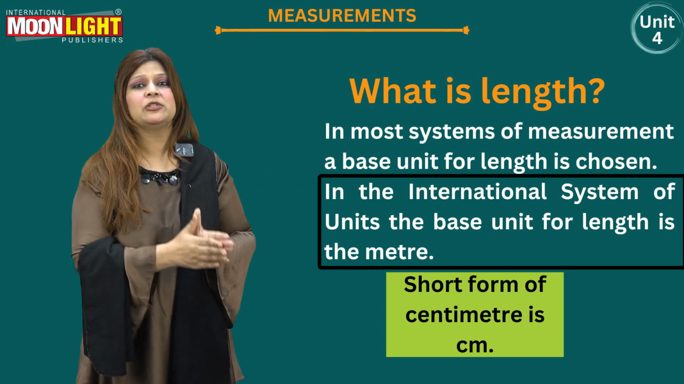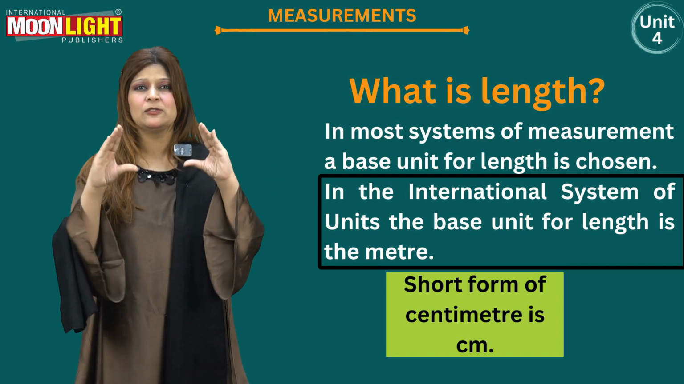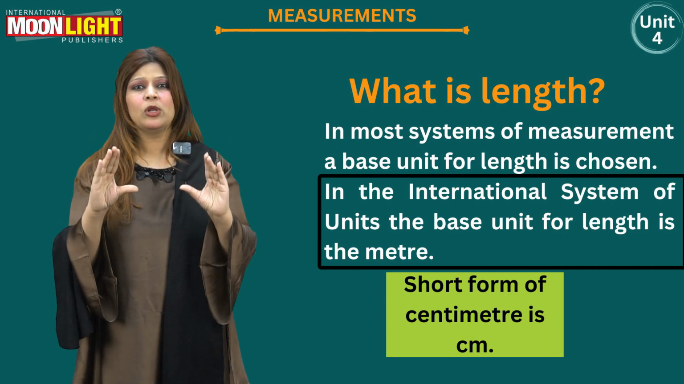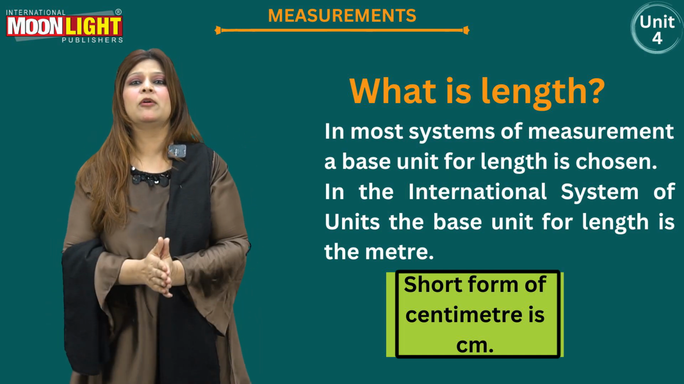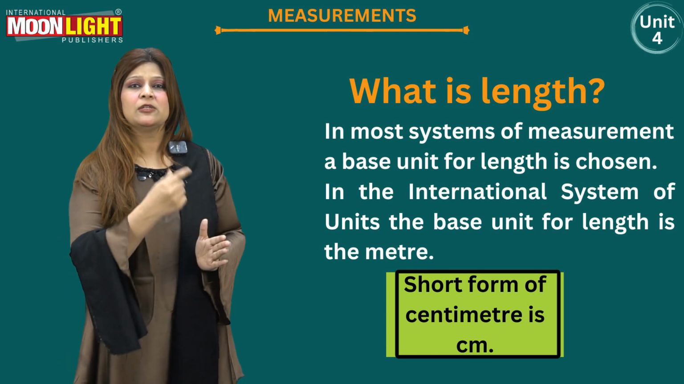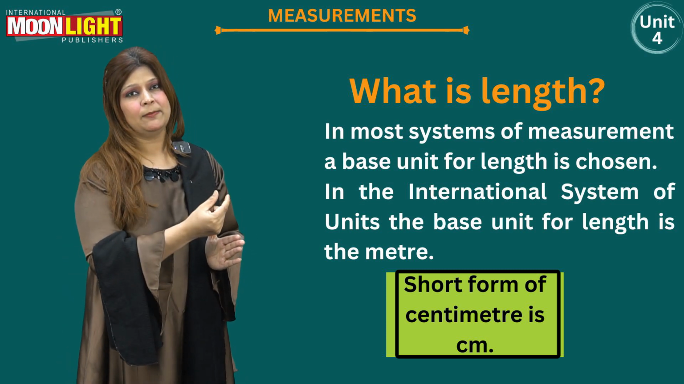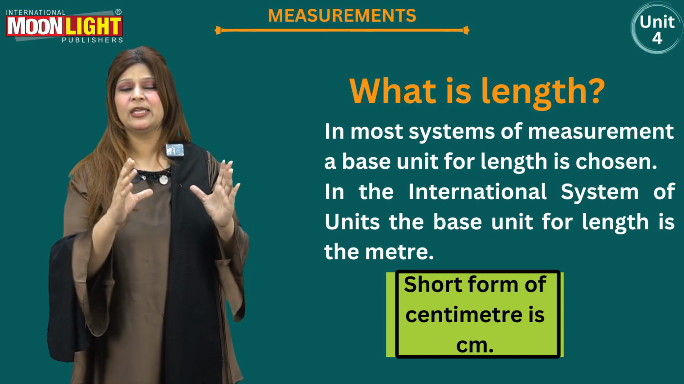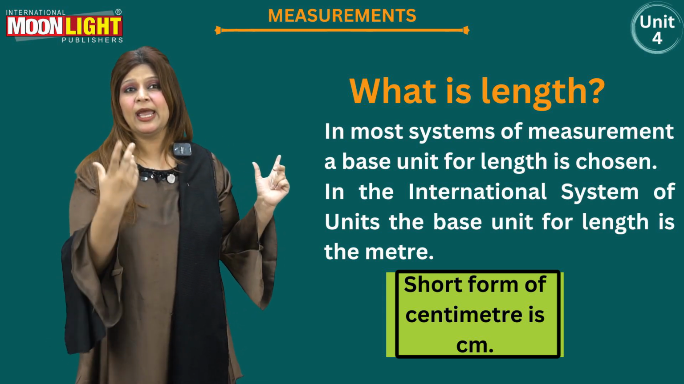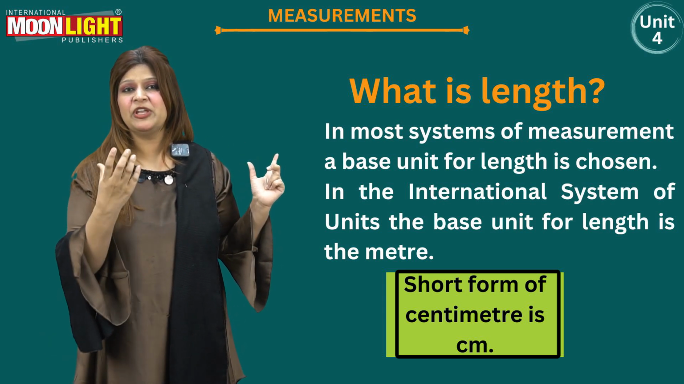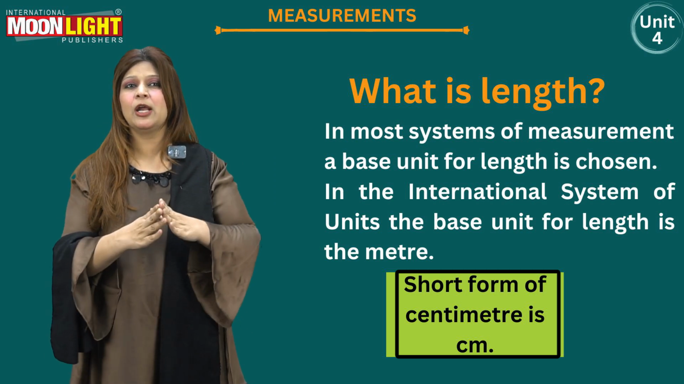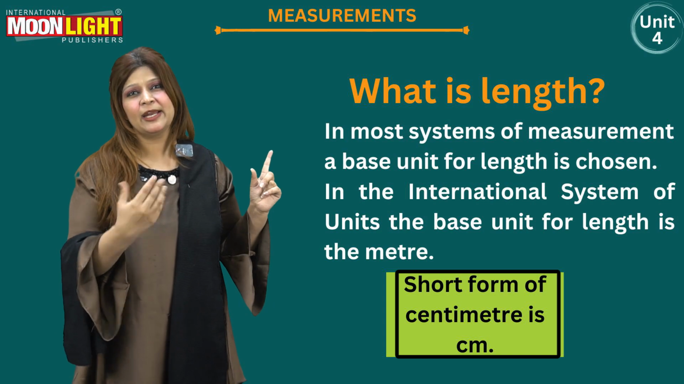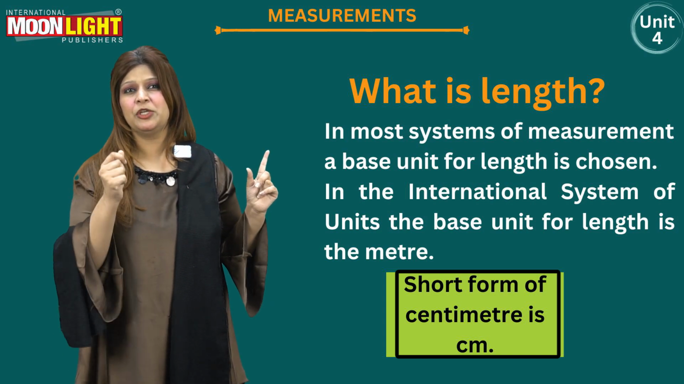Whenever we are going to measure a length that is smaller, for smaller lengths we use centimeter, and the short form of centimeter is small c and small m. This short form is called the abbreviation. And for meter, we are going to use simply small m. And for kilometer, we are going to use small k and small m. Okay, you need to remember it.